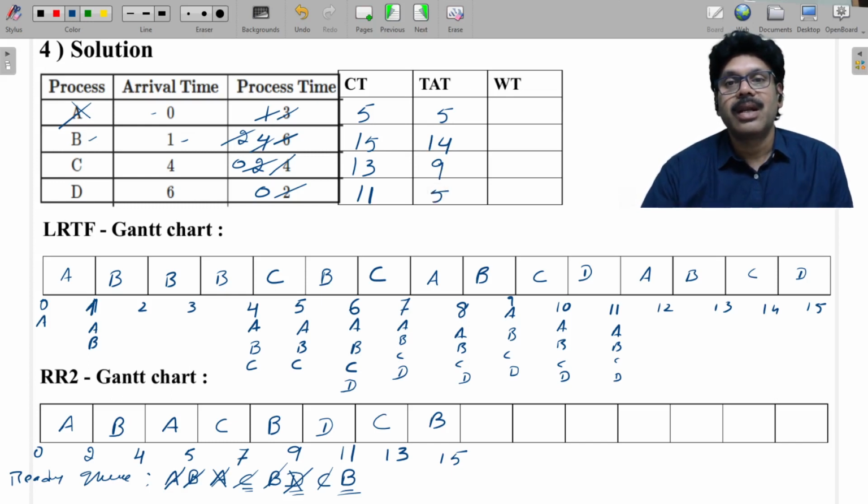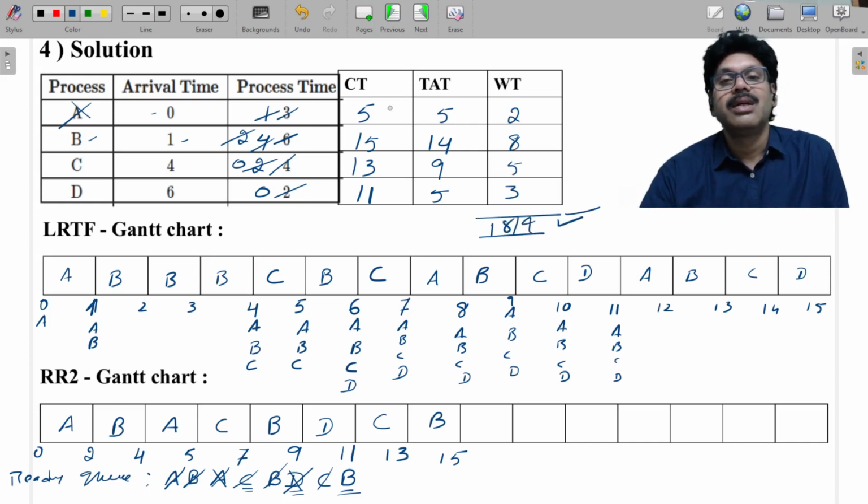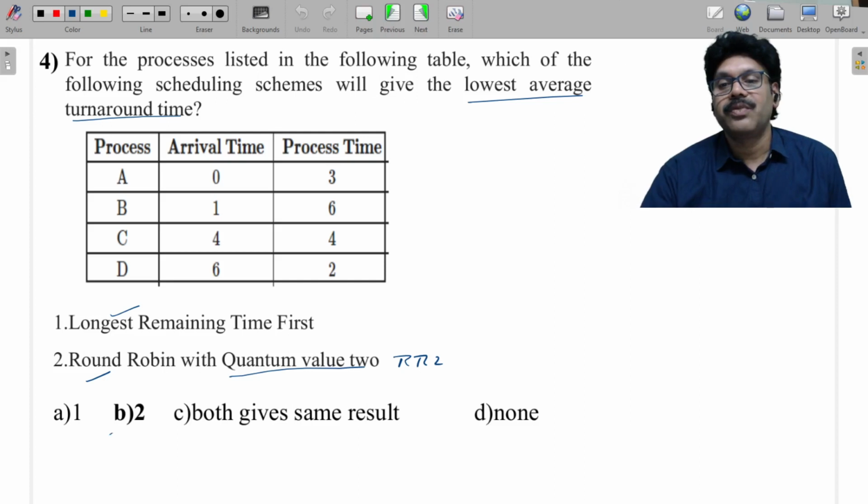Waiting time is turnaround time minus burst time. 5 minus 3, 2. 14 minus 6, 8. 9 minus 4, 5. 5 minus 2, 3. It is 18 by 4. This is having the lowest waiting time. Therefore, round robin is the answer.